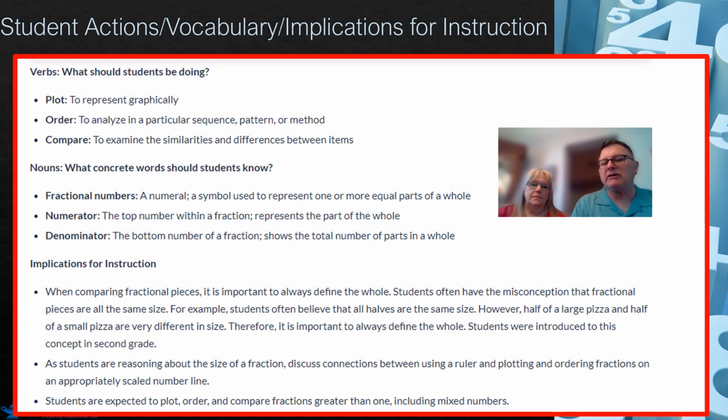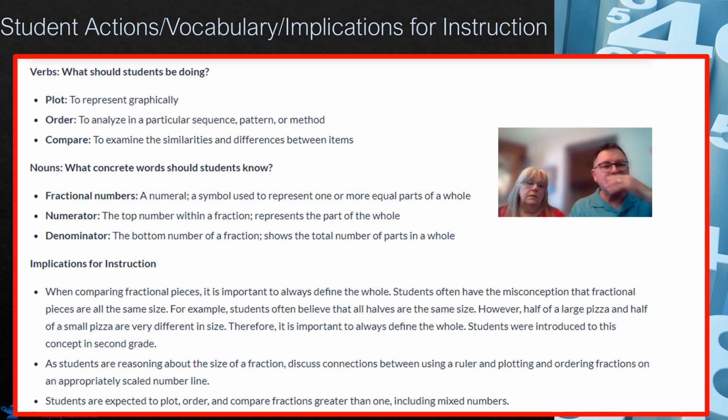So take a look here at the actions. We just talked a lot about what on the previous slide when you think about verbs? Plot, order, and compare. There they are, and within this trajectory, they're doing that a lot with whole numbers, with fractions, mixed numbers, decimals, and then looking at fractional numbers as a vocabulary word. I don't know that we use that a lot, but that's something we need to think about. And then, of course, in the previous unit, they already know about numerator and denominator because it was understanding that before.